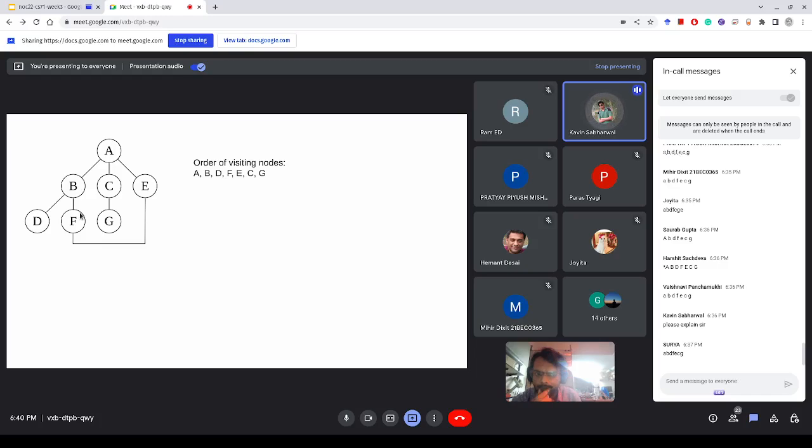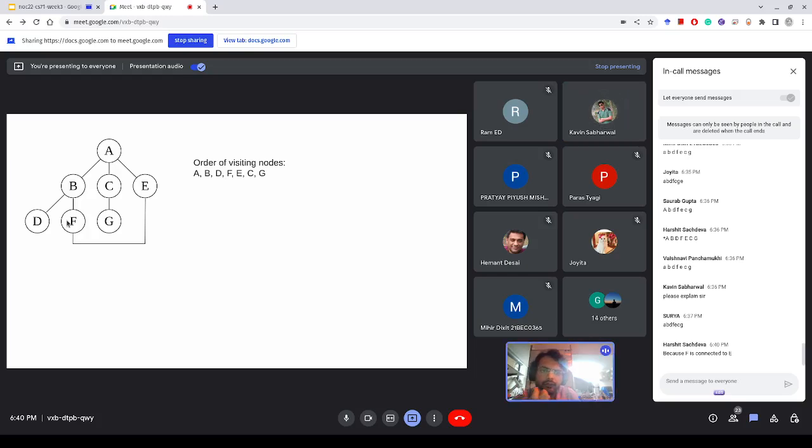Correct. No, so my doubt is, I understood up to F, like the first four letters are fine, A, B, D, F is fine. So after this, why does E come first? Shouldn't it be C and G? That's left to right depth first, right? Okay, so I think what you are thinking is that the depth of E is higher than F. Yes, that's right.